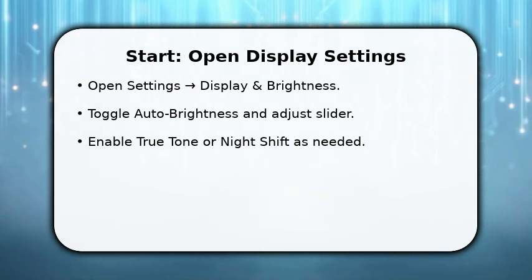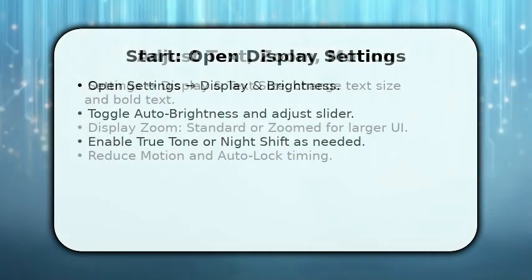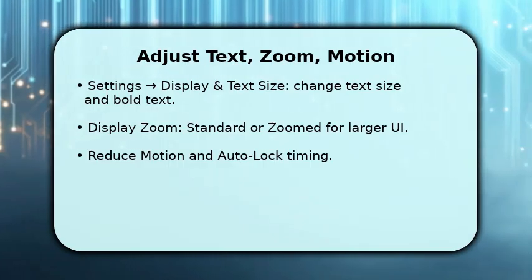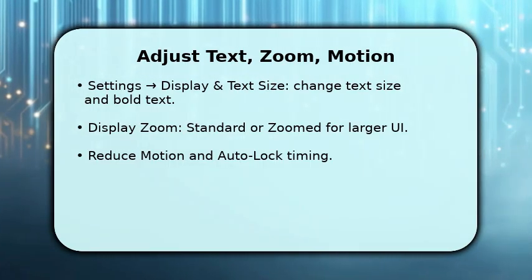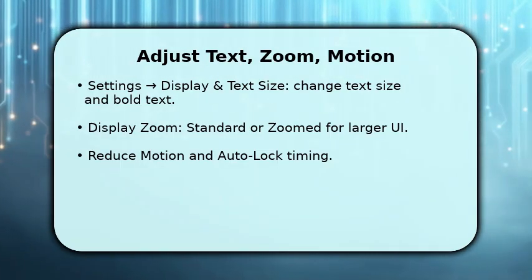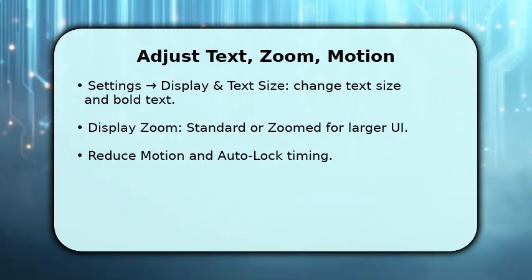Now tweak how content appears. Go to Display and Text Size. Increase text size or enable bold text so reading is easier. Adjust contrast options if needed. Return to Display and Brightness to choose Display Zoom: Standard for more content, Zoomed for larger controls.